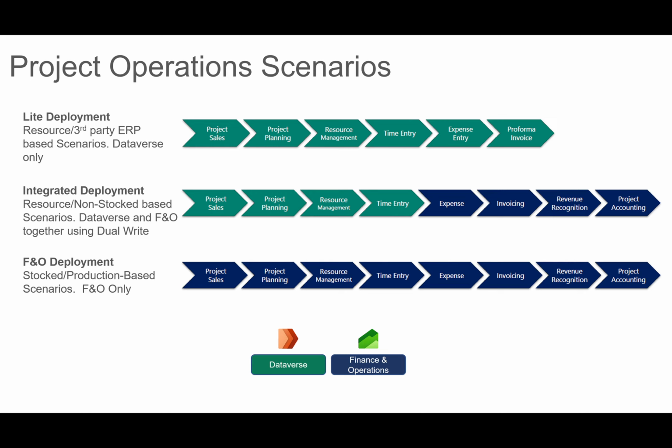The segregation of duties can be clear on this screen. Expenses is shown as being in the F&O world because it has enhanced functionality and is able to deal with exchange rates, etc. But otherwise, invoicing will begin in the Dataverse and complete in the invoicing section of finance and operations.